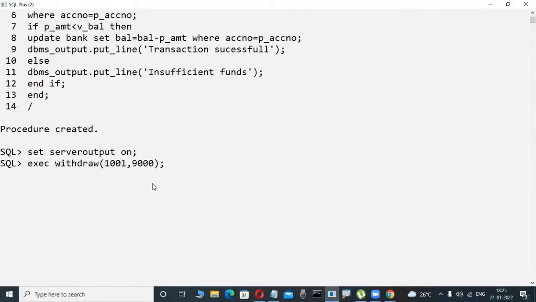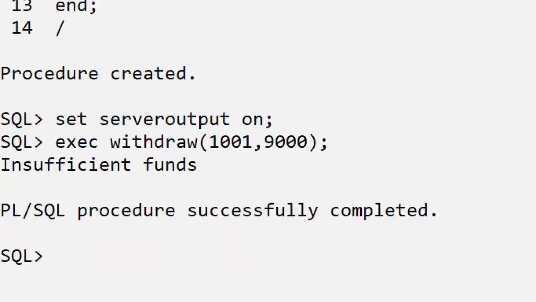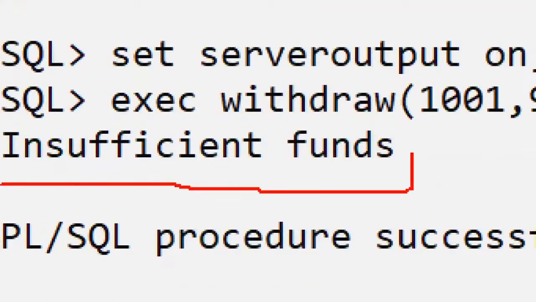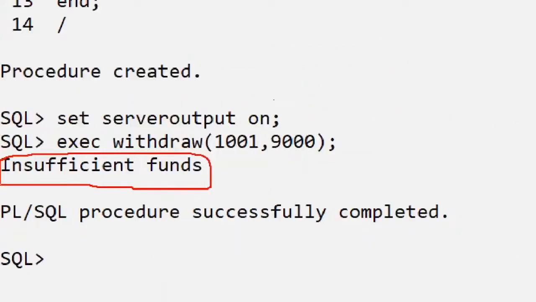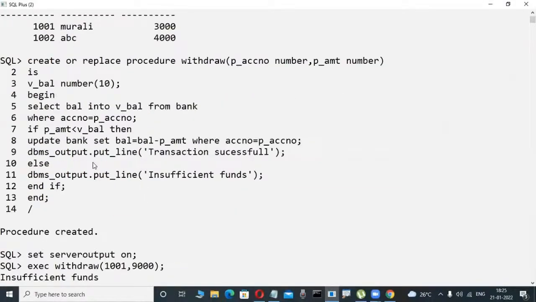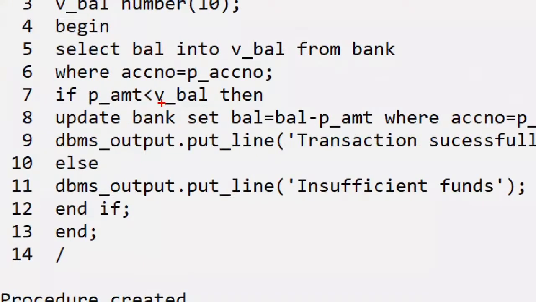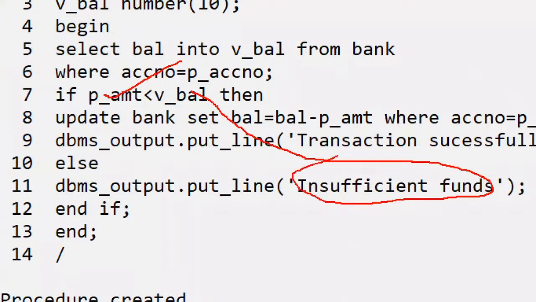Whenever I try to withdraw 9,000, is it possible? No. So now here it will give what? A message: insufficient funds. It will display the message or not. How is it possible? This coding is executed. Whatever I'm writing, that is executed. Or maybe your amount is more than the available balance. That's why insufficient funds only. It will display the message or not. Yes.